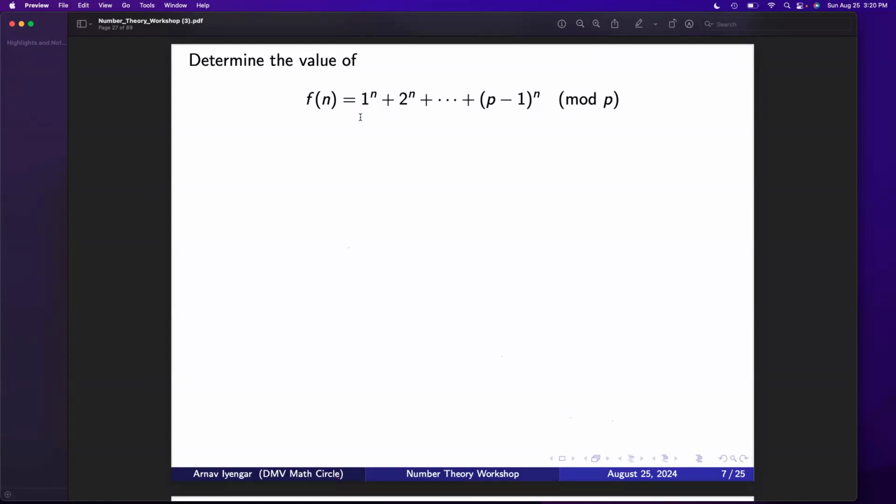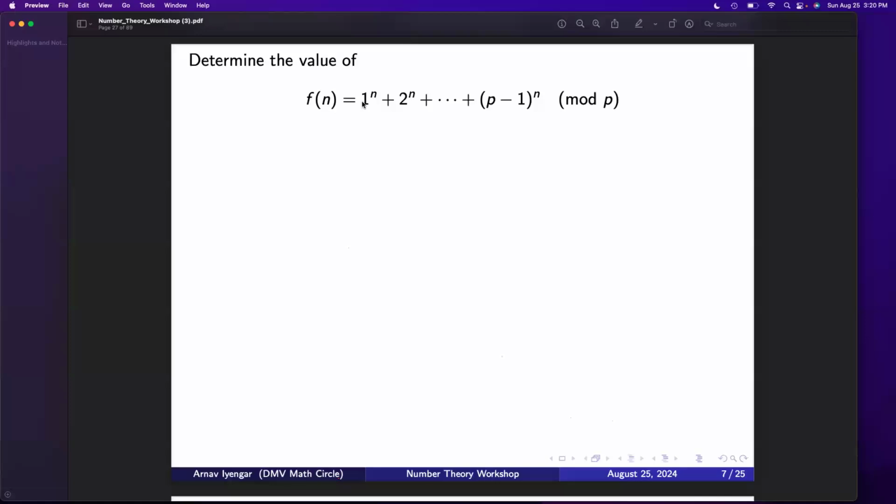But this doesn't easily work for even n. Yeah, p is prime. So what's one way to make the bases all the same in this question?